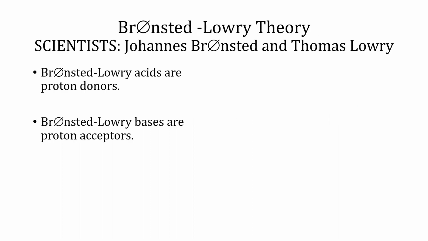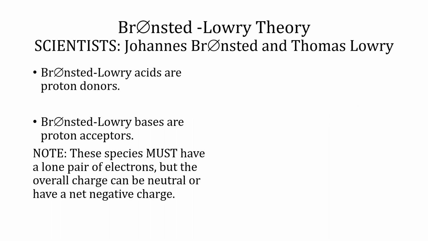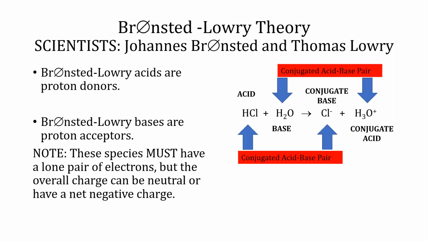Under the Bronsted-Lowry theory, Bronsted-Lowry acids are proton donors. Bronsted-Lowry bases are proton acceptors. Bronsted-Lowry bases must have a lone pair of electrons, but the overall charge can be neutral or have a net negative charge. The first example is HCl plus H2O forming Cl- plus H3O+ ions.